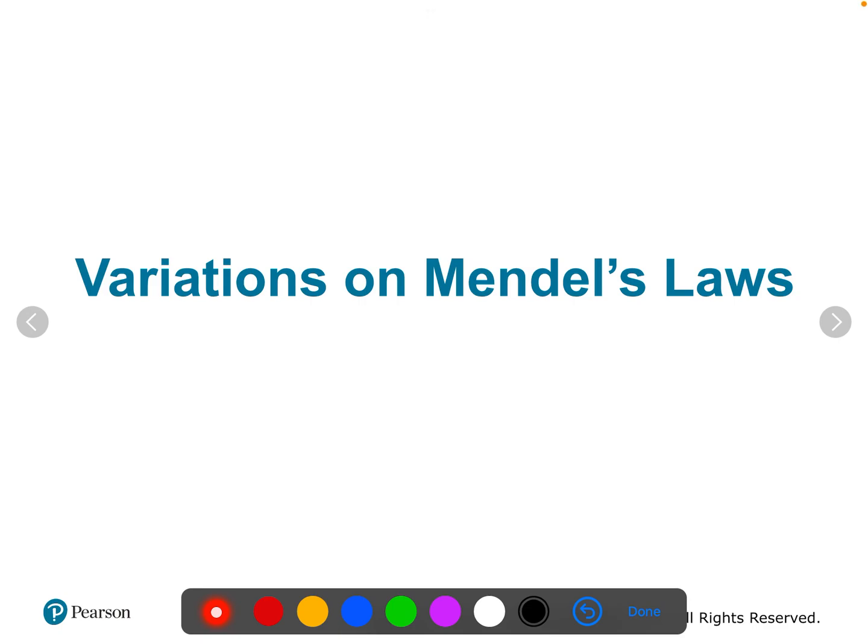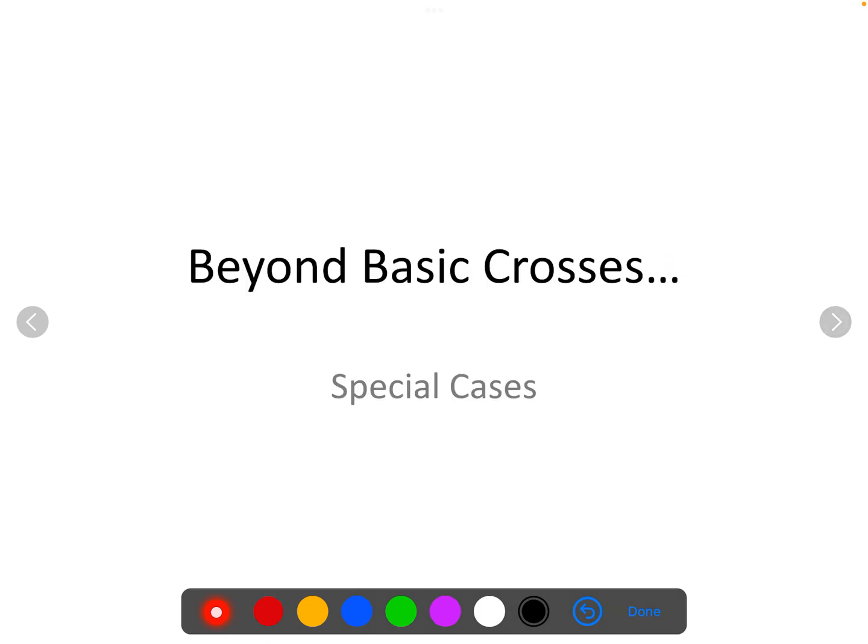In this particular part of the chapter, we're going to be concentrating on some different variations on Mendel's law, some things that are a little bit different than what we learned about in the previous part of the chapter, because not everything that Mendel discovered with his humble pea plants actually explains everything about genetics. So we do have some special cases that we're going to call beyond basic crosses. So we're going to look at some slightly different rule applications for some of the genetic things that we see.